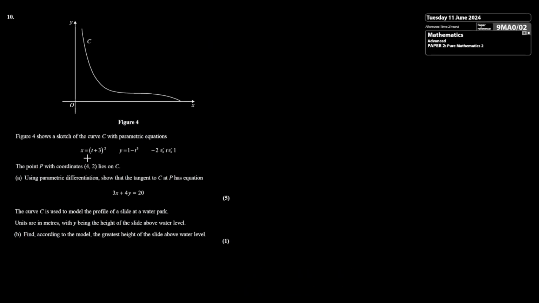And in question 10, we've got a pair of parametric equations which are describing this curve C. And we're told that the point P lies on the curve C, and we're supposed to use parametric differentiation to show that the tangent to C at P has this equation. Okay, so we first need to differentiate both these with respect to t, put them together to find dy/dx, and then use that to generate this straight line equation.